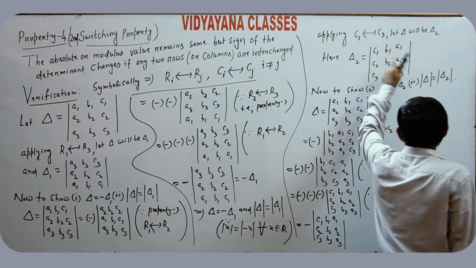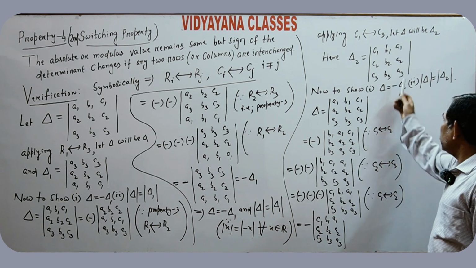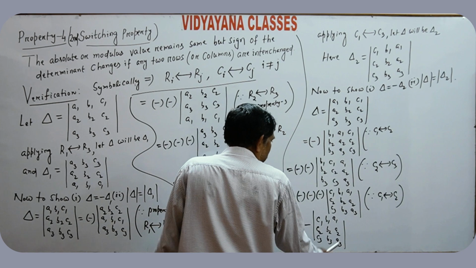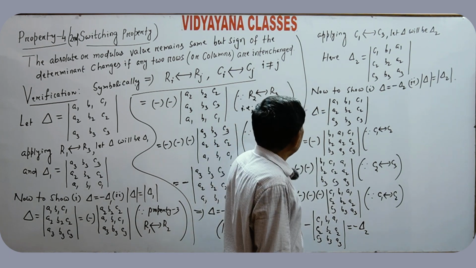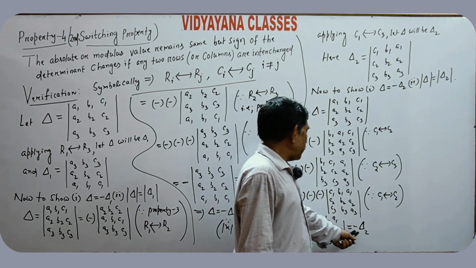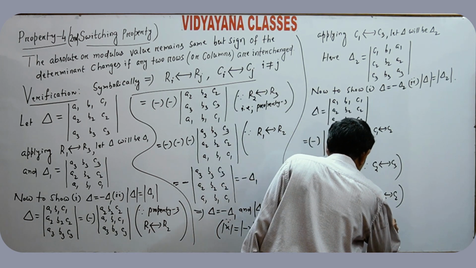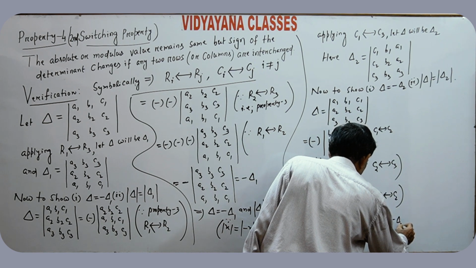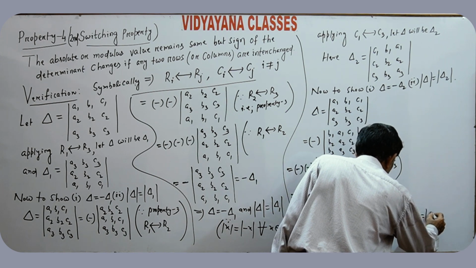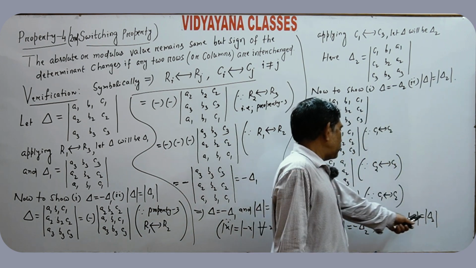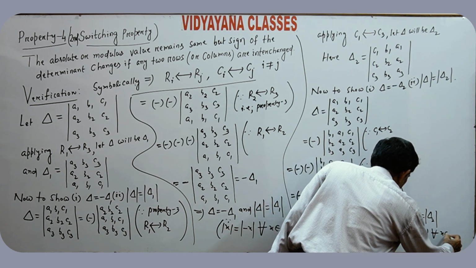When two columns, that is C1 and C3, are interchanged, there exists a minus sign. The sign of the determinant changes. Del is the negative of this, which is given by minus del 2. Del is equal to negative of del 2, which implies del is equal to minus del 2. And modulus of del is equal to modulus of del 2, since mod of x is equal to mod of minus x for all x belongs to R.